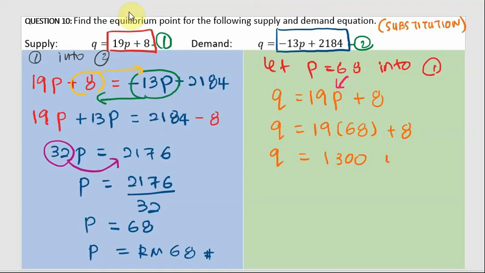1300. Q is quantity, so 1300 units. Now what is our equilibrium point? Our equilibrium point is 1300, 68.